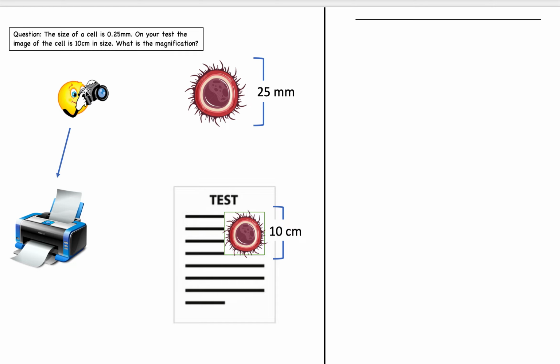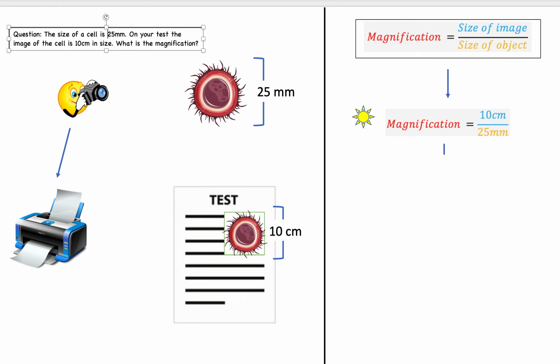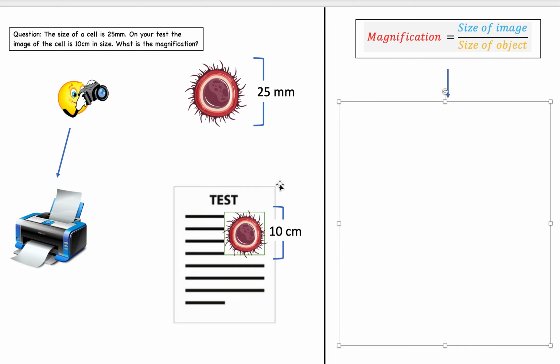So we know already we need to calculate the magnification. Basically, same thing. Somebody took a picture of the cell. The cell's real size is 25 millimeters. We're going to pretend it's 25 millimeters, just because I already planned it this way. So it's a really big cell. And on the test, when they printed it out, the image was 10 centimeters big. And they're asking you how many times was this cell multiplied in size to become 10 centimeters.